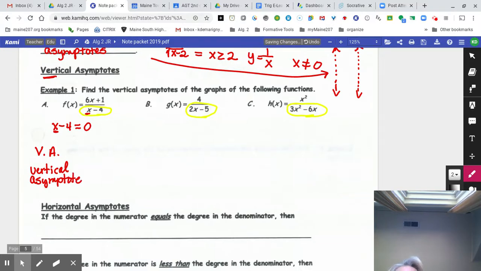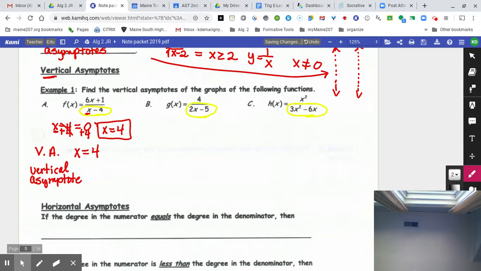Now, some of you will be able to look at this and tell me right away that the value that makes x minus 4 equal to 0 is a positive 4. Some of them are a little more challenging, and so if you set your denominator equal to 0 and solve, you're going to find out that you can pretty quickly find out what your vertical asymptote is.